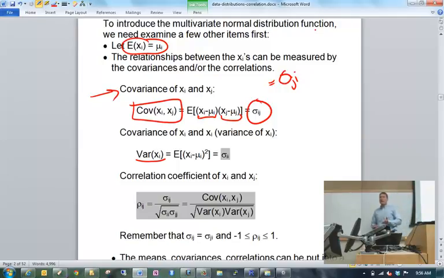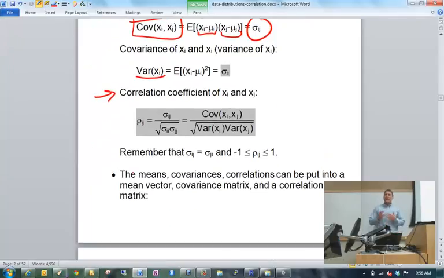Now the problem with the covariance is that there's no upper bound, no lower bound to it. And so what you learned in your first stat course was something called the correlation coefficient. A correlation coefficient is again a measure of association, but now it's scaled so that it's always between -1 and +1. 0 means no association, 1 means perfect positive association, -1 means perfect negative association.